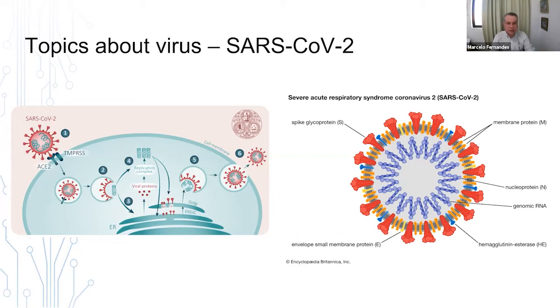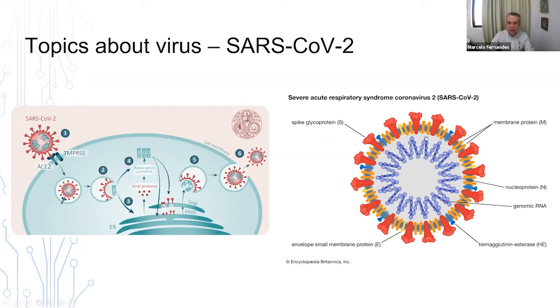Most viruses are RNA viruses. The influenza virus and the HIV virus are RNA viruses. Basically, a virus is not an organism. It's just a protein with genetic material. SARS-CoV-2 is a coronavirus.